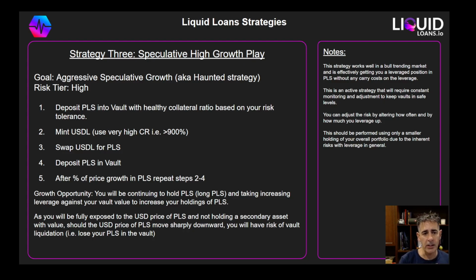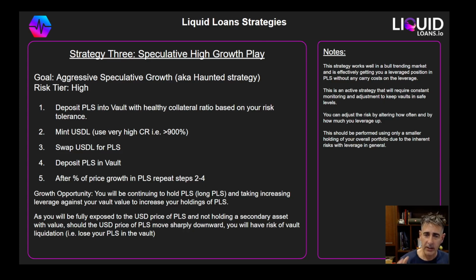So effectively, we mint a bunch of USDL, keeping our collateral ratios high, and we swap that back for Pulse. All right, so this is important. Remember what we've just covered. If you've deposited Pulse into the vault and you've minted a bunch of USDL and turned it into Pulse, you are very exposed to the US price movements of Pulse now, because you've gotten rid of the USDL. So if you need to repay that debt and you're holding Pulse and the Pulse is falling, you're taking a double whammy. So you're very long Pulse in this scenario.